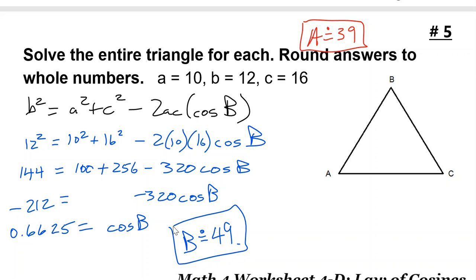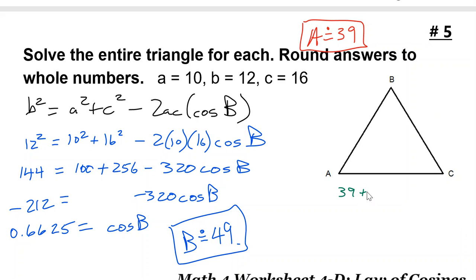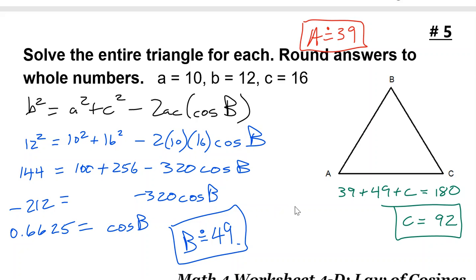And so if A is 39 and B is 49, I should be able to say 39 plus 49 plus C equals 180, which means that C, let's see, that's 88 together. That's going to leave me with 92. Yes. And so we have all three answers. We already had the three sides, so we just needed to find the three angles.